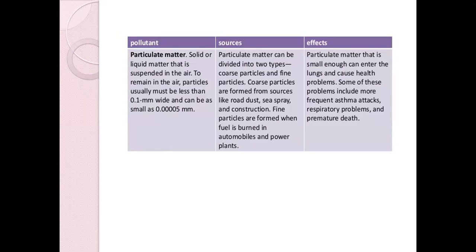It can be divided into two types: the coarse particles and the fine particles. So what are the coarse particles? These are usually formed from road dust, spray, or construction sites. Okay, and the fine particles are usually formed by burning, from automobiles or power plants. The main effects of particulate matter are that it can cause problems in the lungs, as well as various other health problems.